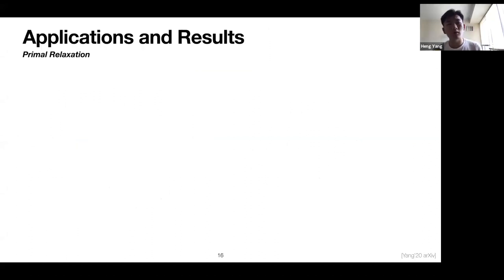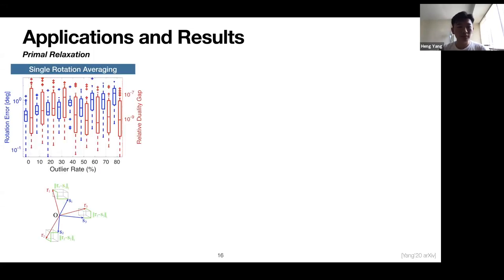And now I'm going to show some results of both of them. In primal relaxation, we care about two things. The first is whether the solution of the relaxation is accurate. The second is whether the relaxation is tight, which basically means how small the relative duality gap is. Here I'm plotting the rotation error and the relative duality gap with respect to increasing outlier rates for a simple problem called single rotation averaging. You see that the rotation error, the blue box plots, is very small. It's usually below 1 degree. And more importantly, on the right axis, you see that the relative duality gap is almost zero. It's around 10 to the power of -7, which is negligible when considering global optimality.